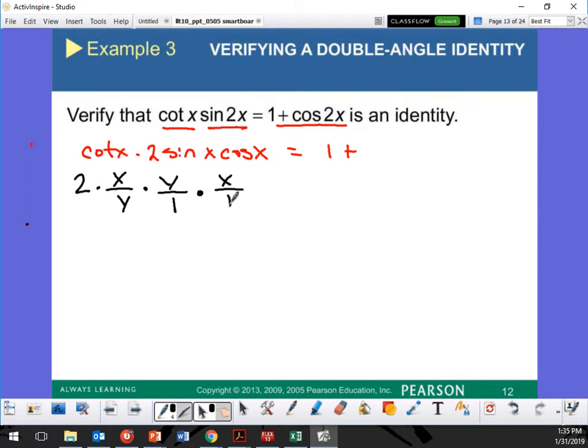Now, what's going to happen here, which is going to make me happy? The y's cancel out. Y's cancel. And so now I'm going to be left with 2x squared, right? Okay, that's good. 2x squared is going to give me cosine squared, right? 2 times cosine squared. That's going to be my translation.